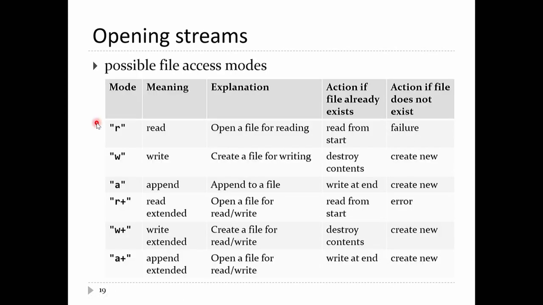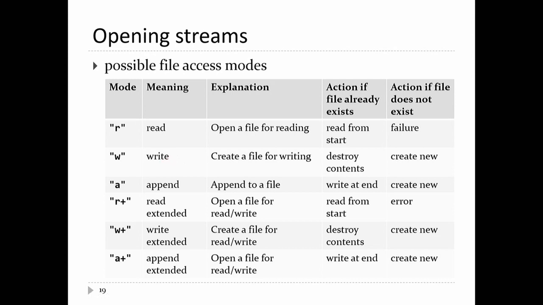Okay, so we're only concerned with the first three rows of this table for now. When you open up a file, you pass in either r, w, or a, for read, write, or append. If you open up a file for reading, and the file exists and you can read it, then that will start reading from the start of the file. If the file doesn't exist or you don't have read permission, you get null back, so it fails.